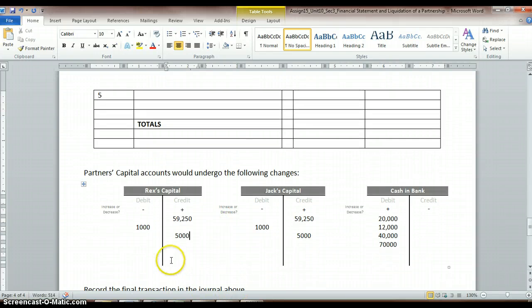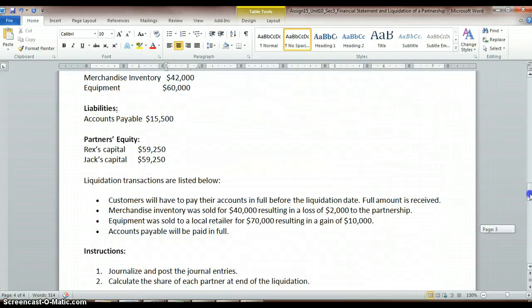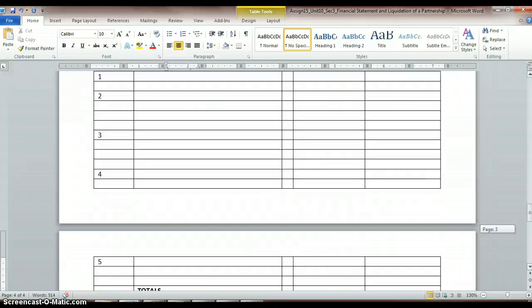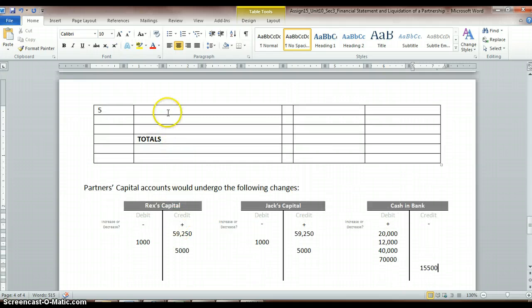Now there's one more I think, we have paid our accounts payable in full. So that $15,500 we paid off deducts from our cash and bank. Now you need to find the balances of each of these accounts and make that final recording. So it should look like this. We're going to close out these accounts. So we have Rex Capital, Jack's Capital, and then cash. So there's a clue on how to set up that last journal entry.